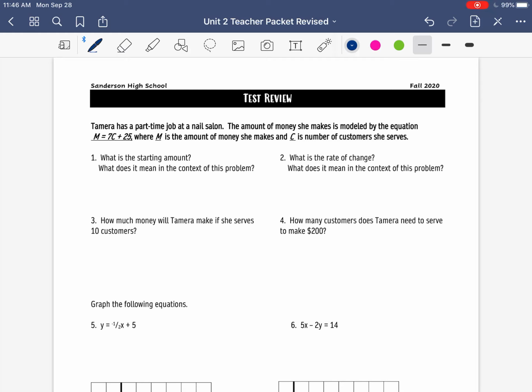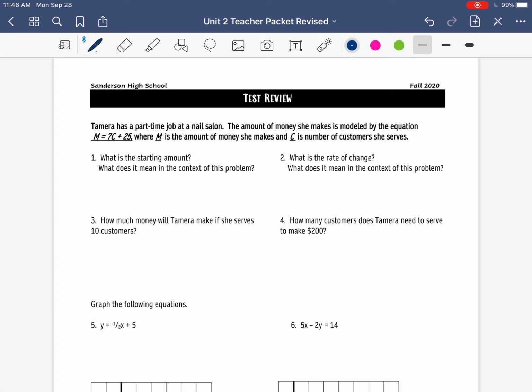In the word problem, it says Tamara has a part-time job at a nail salon. The amount of money she makes is modeled by the equation M equals 7C plus 25, where M is the amount of money she makes and C is the number of customers she serves. So our first question is, what is the starting amount and what does that mean in the context of the problem? So check out your equation. So our equation's over here.